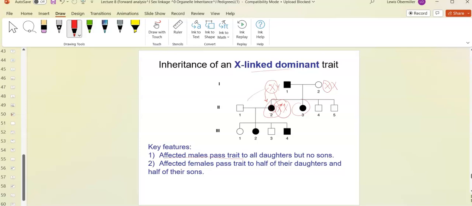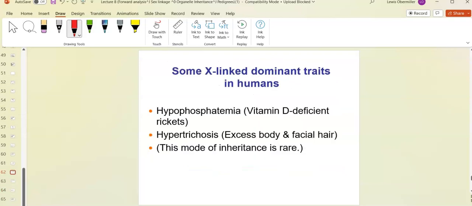Here, dad cannot pass this on, right? He can only pass on the Y chromosome. The X comes from mom always. So this male would never have the trait. Only females have it. Now, this female can pass this on to a male because now she has an affected X that she can pass on. She can also pass it on to her daughter. So affected females pass the trait on to half of daughters and half of sons. And that's how we can tell it's an X-linked dominant trait.